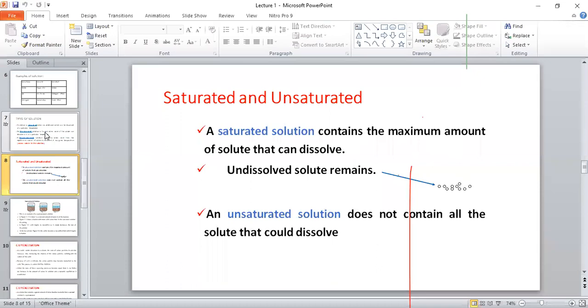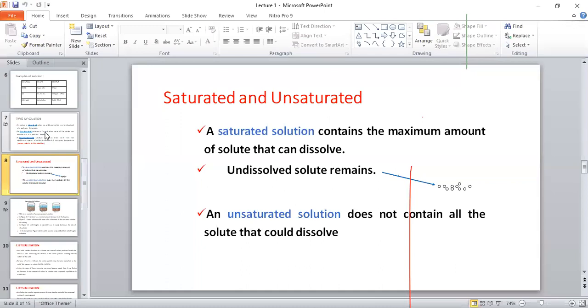So let's just look at the situation, how it is exactly. A saturated solution contains the maximum amount of solute that can dissolve. Don't forget, at a certain condition, certain temperature. So that means the dissolved solute is there. There's an equilibrium between the solute and the system there, the solution.